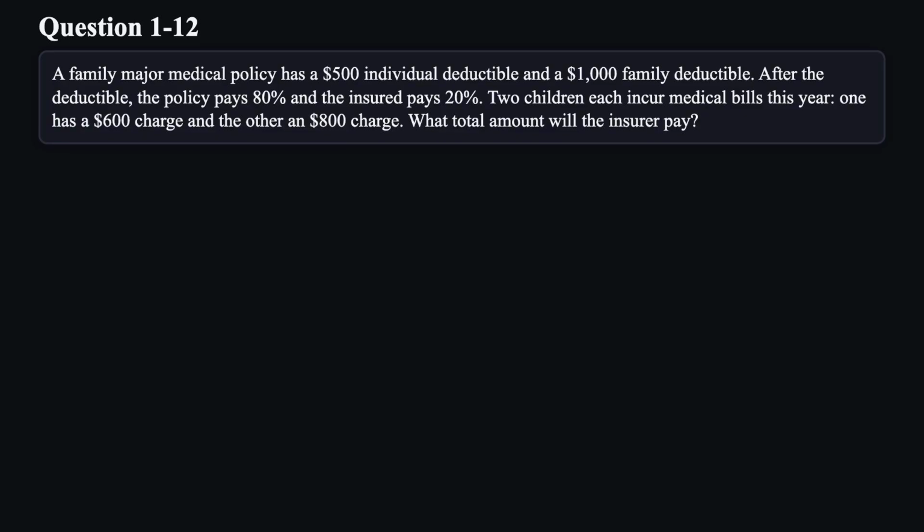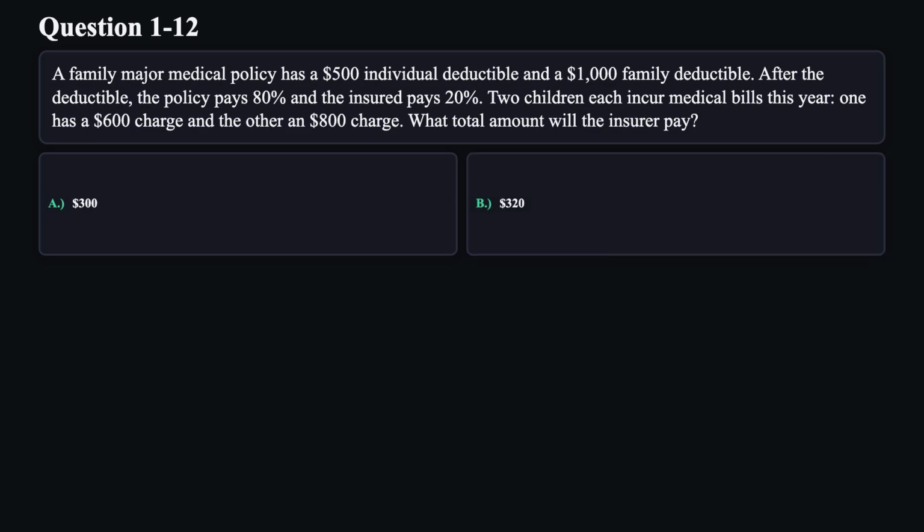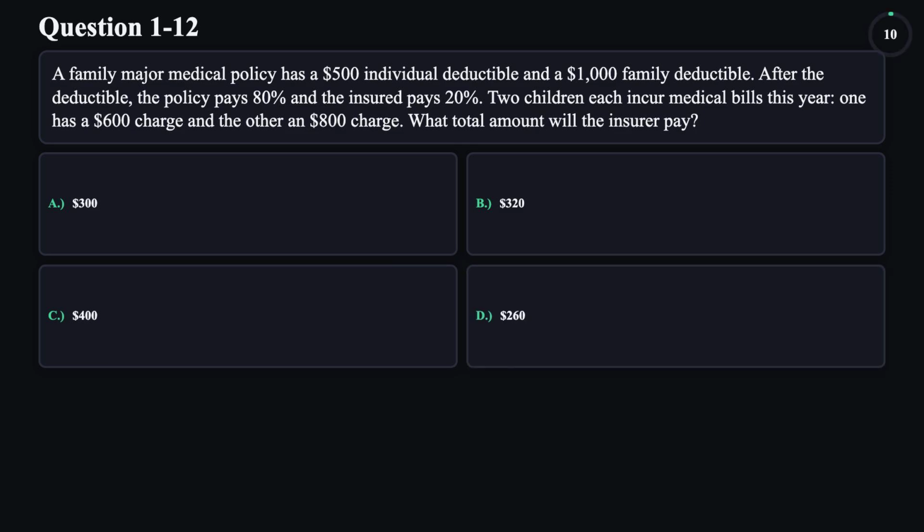Question 12. A family major medical policy has a $500 individual deductible and a $1,000 family deductible. After the deductible, the policy pays 80% and the insured pays 20%. Two children each incur medical bills this year. One has a $600 charge and the other an $800 charge. What total amount will the insurer pay? A. $300. B. $320. C. $400. D. $260.